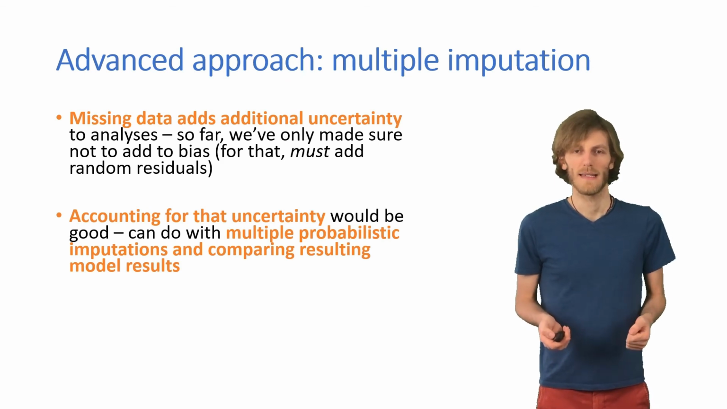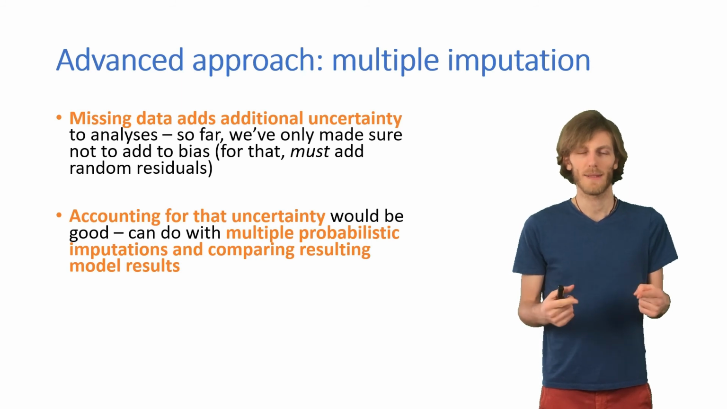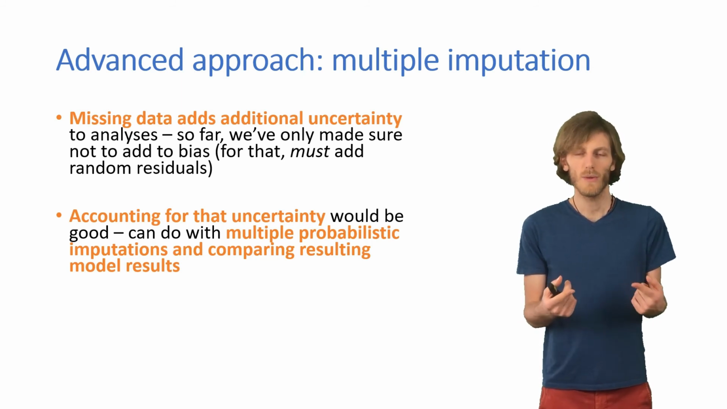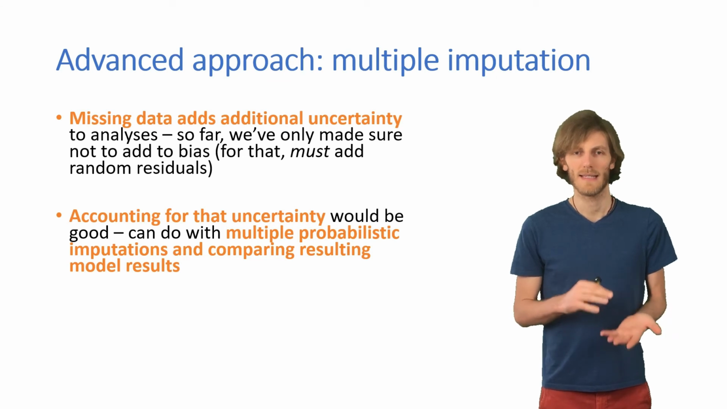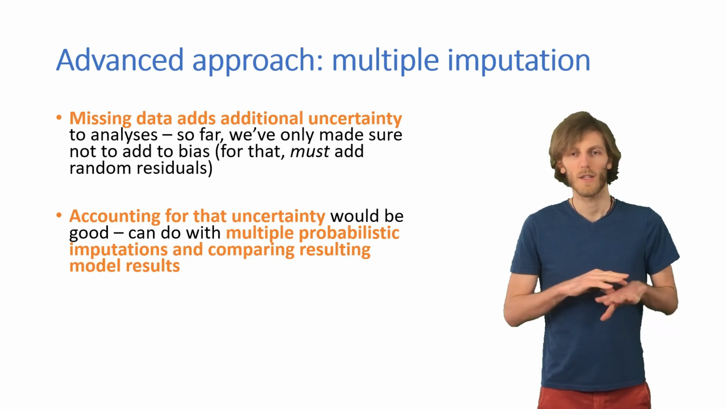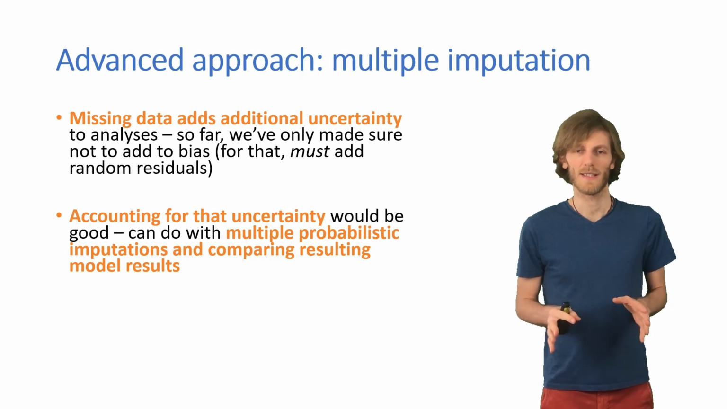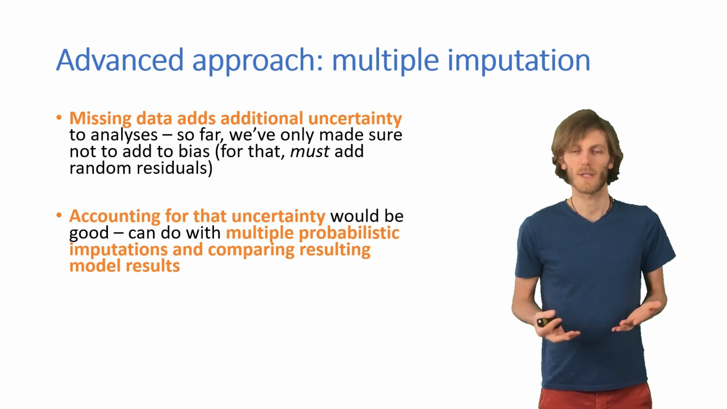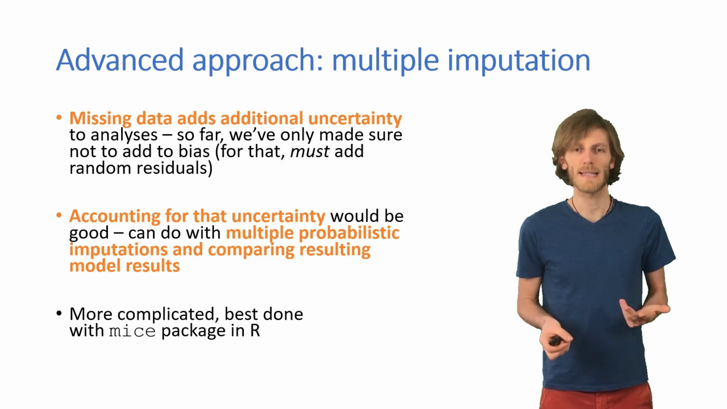And the way to do that is to run the imputation multiple times using something like the random residuals that we added here already. And then see how our statistical conclusions, our statistical models differ across these multiple imputations. You will not need to do that in the context of this course, but you might want to just know conceptually what it is when you encounter it in the literature. If you ever want to do it in R, the mice package makes it reasonably accessible.